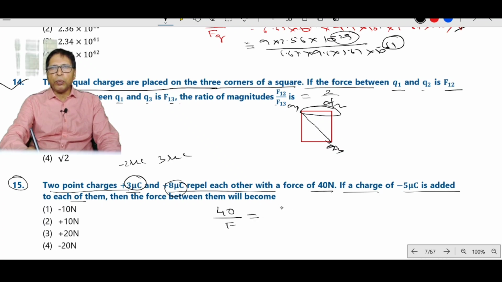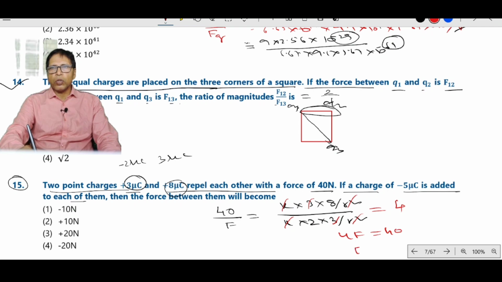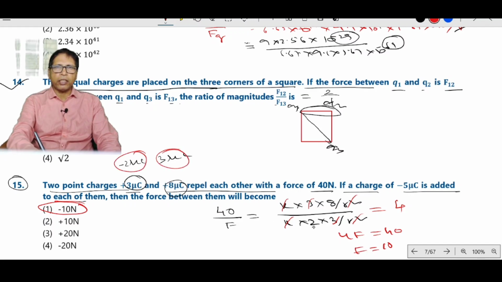So the initial force is K into 3 into 8 divided by r square, and the final force is K into 2 into 3 divided by r square. Okay, no problem. This cancels out, this cancels out, this cancels out. So this is 4. Therefore 4F equals 40, so F equals 10 Newton. So this is minus 10 Newton because it is an attractive force, because this is minus 2 microcoulomb and this is plus 3 microcoulomb.